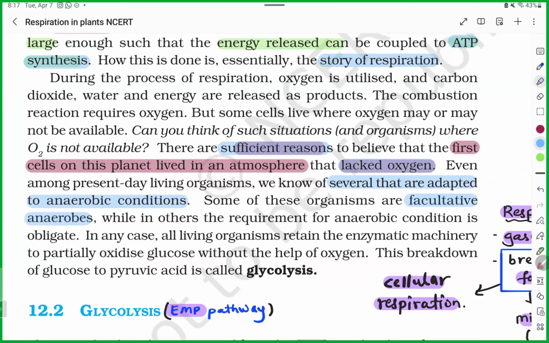This is the best example. Facultative anaerobic, best example is mycoplasma because normally they are aerobic. But if there is difficult situation, they become anaerobic.